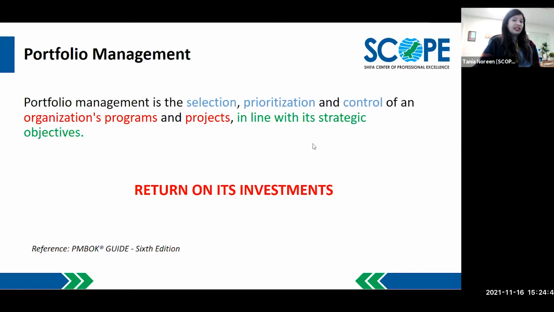But the main thing over here is return on investment. Whatever we are achieving, whatever we are implementing, the change in the projects or the programs which we are launching, the main thing is to select them, prioritize them, and control them in a way that we can optimize the maximum return on investment.